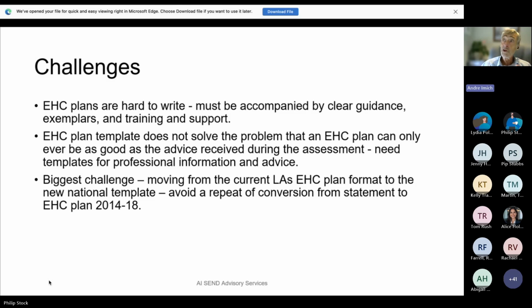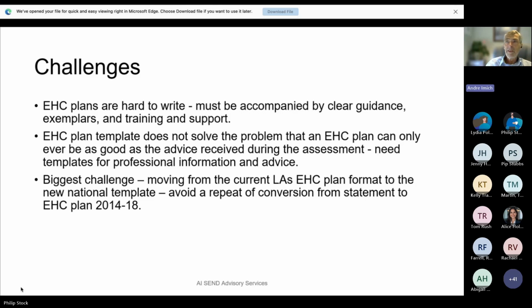So we do need to make sure that if there is a single template, there is clear guidance that goes well beyond what is currently available in the code, that there are exemplars of good practice, and that's, believe you me, quite hard to produce. And of course, there needs to be training and support, particularly for local area caseworkers who face challenges in terms of producing plans.